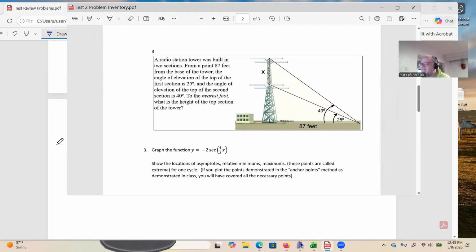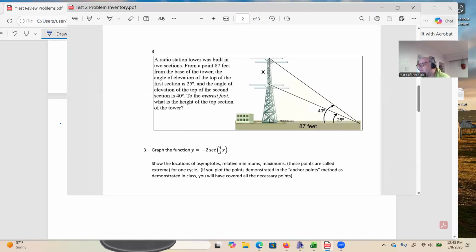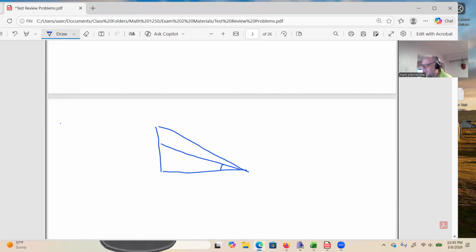Okay, so this is kind of the same thing as the previous problem, but we'll go ahead and take a look at what's going on here. So we'll draw a picture. We've got a little radio tower here. We've got a piece going on like this. And again, we kind of have a piece like this. So this was 25 degrees here. Okay, so this is 87. We have 25 degrees here, and then we have a total of 40 degrees for the whole angle. It's a very similar problem to the last one.